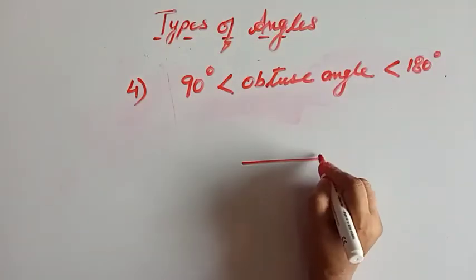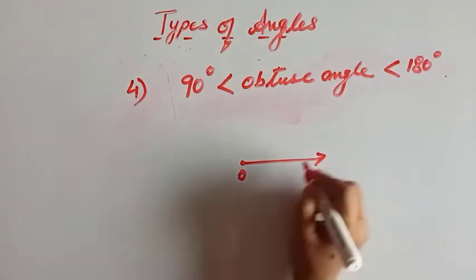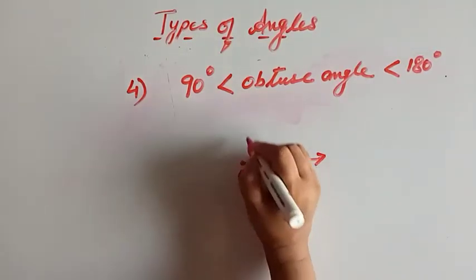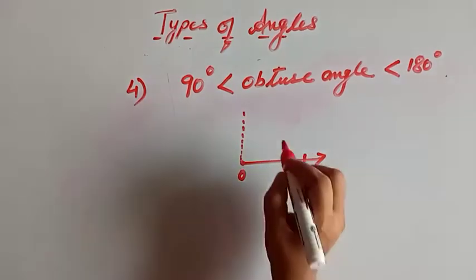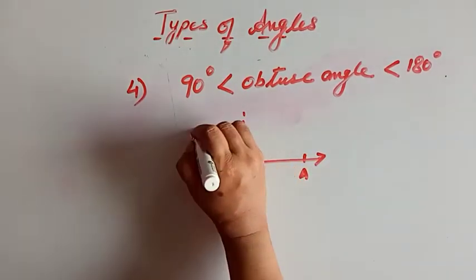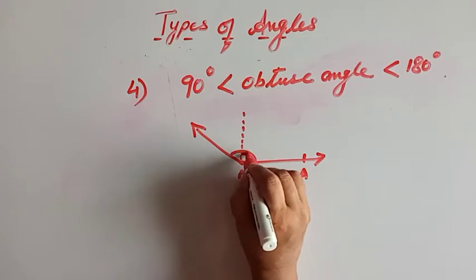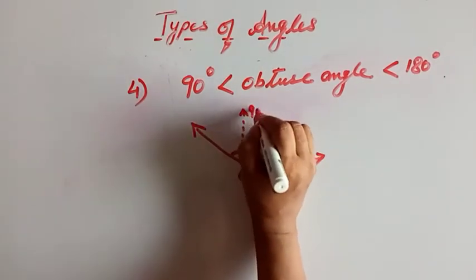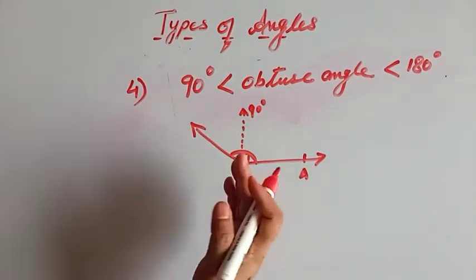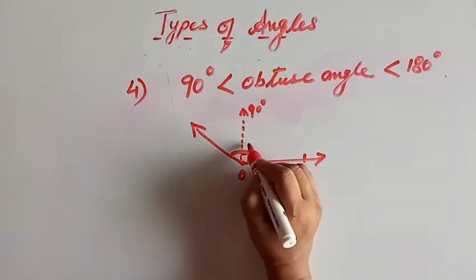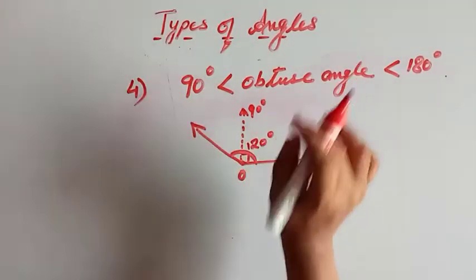How will you make an obtuse angle? This is O, this is A, this is 90 degree, so it is always more than 90 degree. Clear? This is 90 degree. So it is more than 90 degree but less than 180 degree. Suppose this angle is 120 degree. So 120 degree is an obtuse angle.